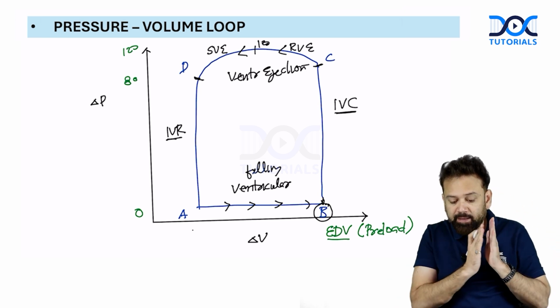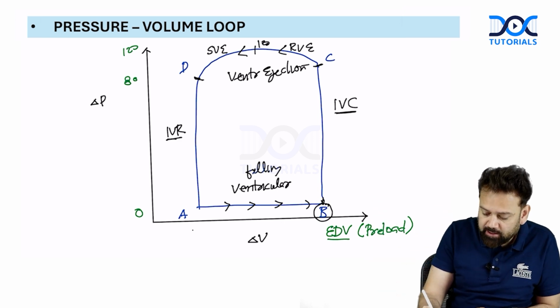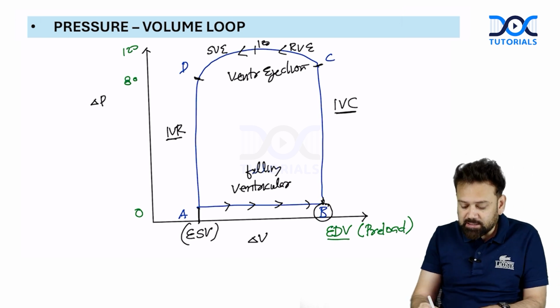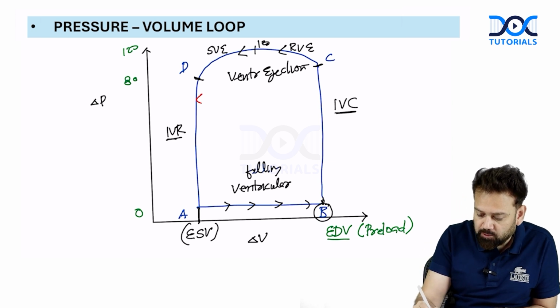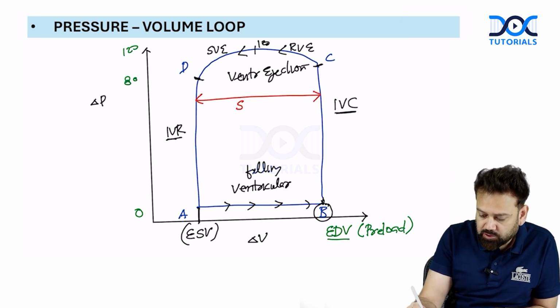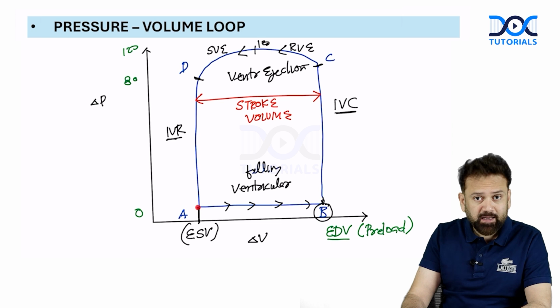Now, once again, from A to B, volume is increasing. What is the minimum volume after ejection? End systolic volume. So, point A will be end systolic volume. And we have discussed in detail, end diastolic volume minus end systolic volume will be your, what is that? Stroke volume. I hope I have tried to clear the doubt, but we will recap again.